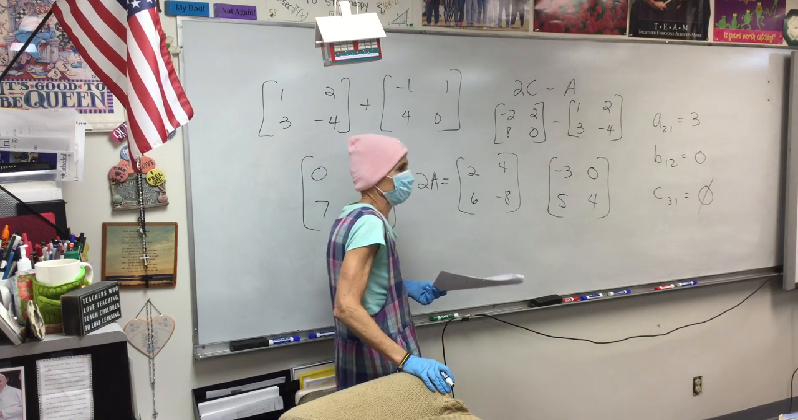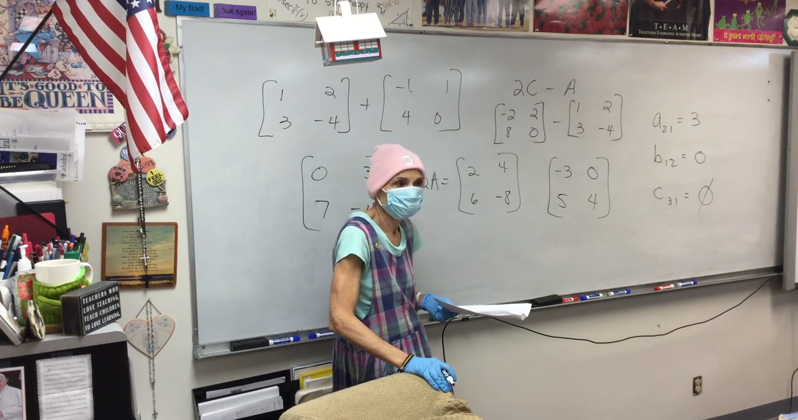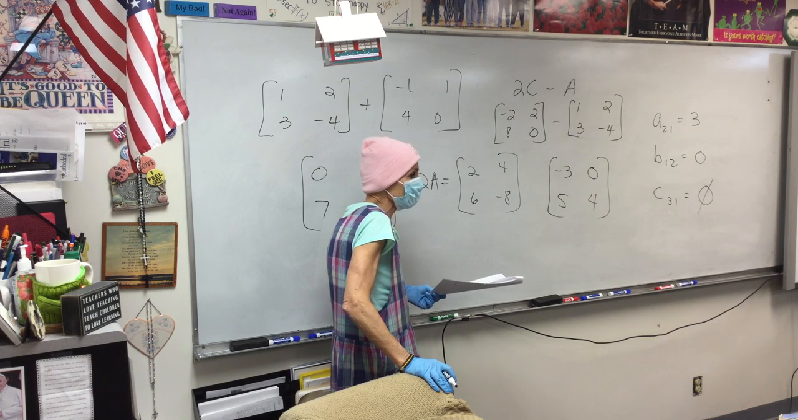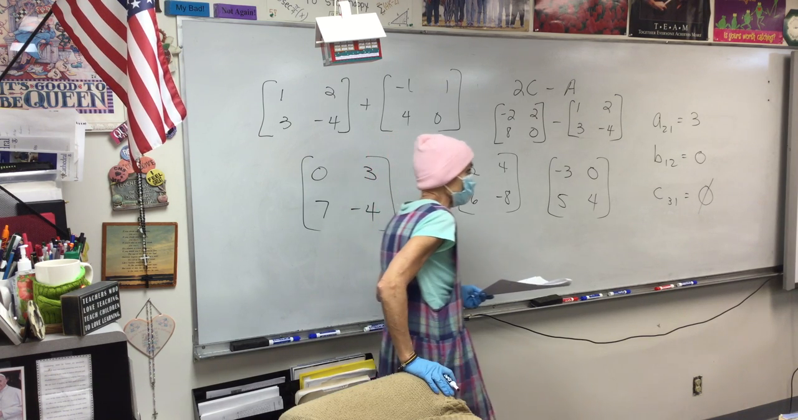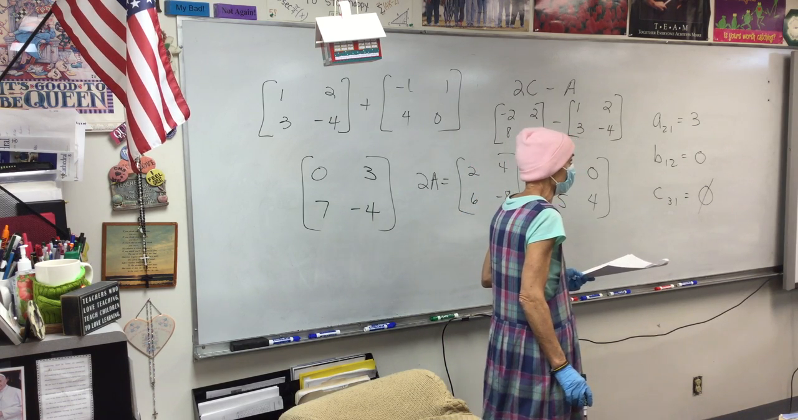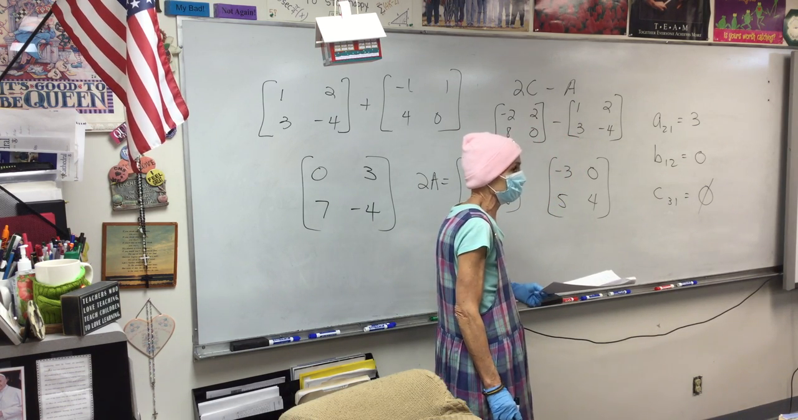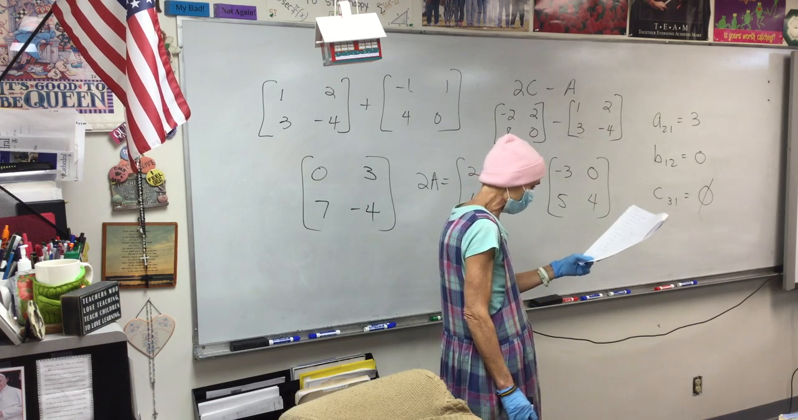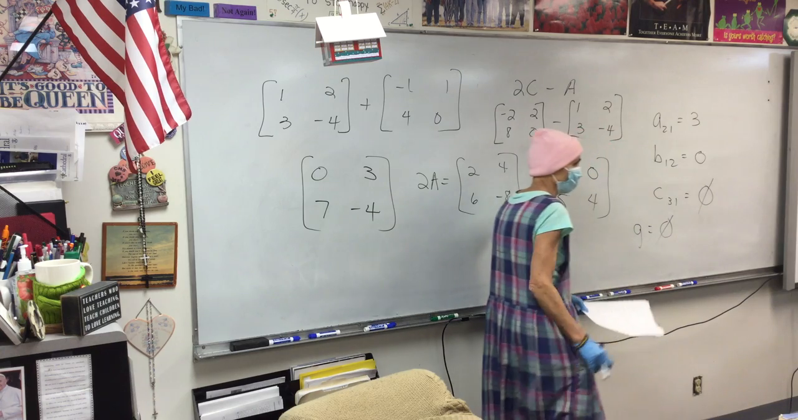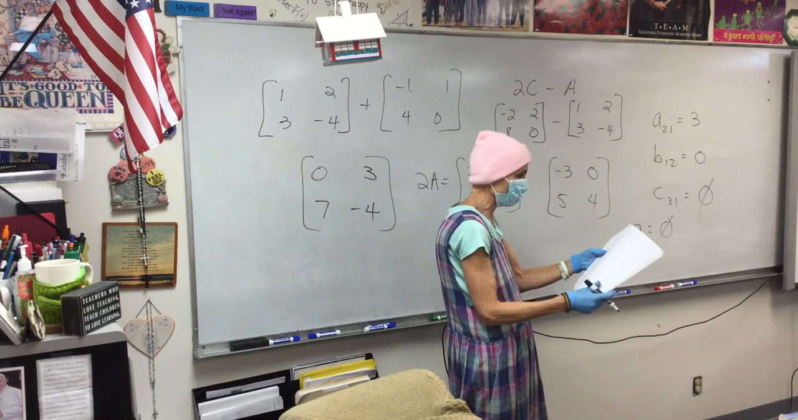Tell me about G. Can't do it. And why can't we do it? Because they don't match. They're not the same size. They do not have the same dimensions. So you're going to say, for G, you're going to say no solution. Is everybody good on that?